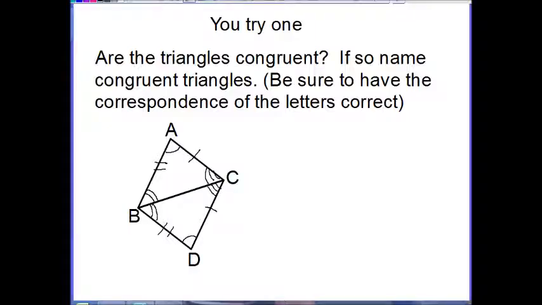Now you try one. Are the triangles congruent? If so, name the congruent triangles and be sure to have the correspondence of the letters correct. So look at the picture, decide if the triangles are congruent. If so, write a congruency statement, making sure those letters match up. Press pause and let's see where this goes.